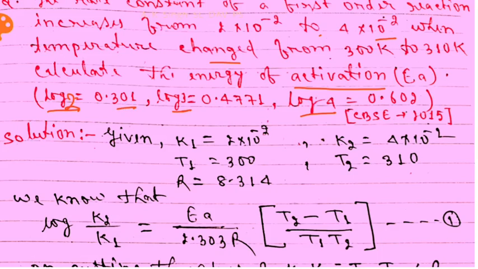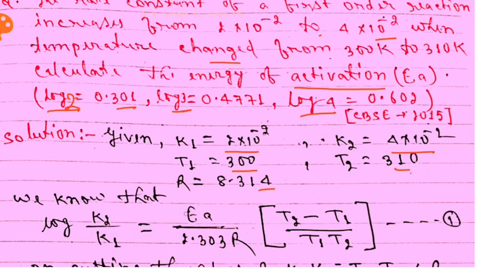Now solution. What is given here? K1 is equal to 2 into 10 to the power minus 2. K2 is equal to 4 into 10 to the power minus 2. K1 is here at temperature T1. T1 is 300 Kelvin and T2 is 310. R, we know that R is equal to 8.314 joule per Kelvin per mole. There is no need to write the unit here.